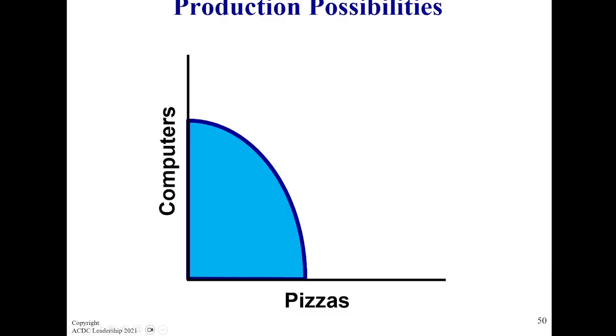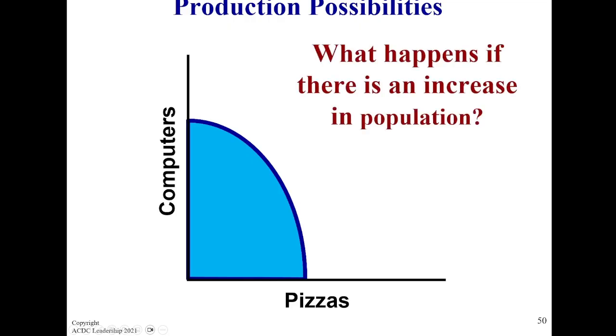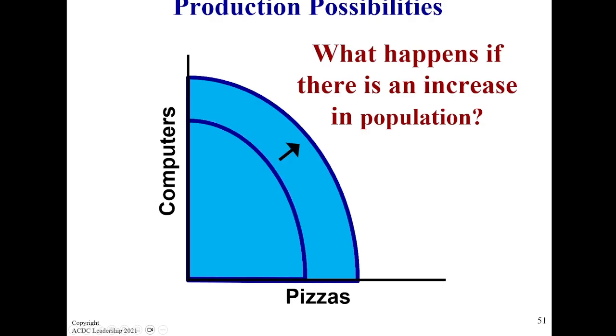So this is computers and pizzas. So what would happen if there are more population, right? Let's say there's more people. This means that if we think back to our other four factors, right? Land, labor, capital, and entrepreneurship. This increases labor. You have more people to hire. So this will shift the PPC outward. So there's more workers, more human labor.